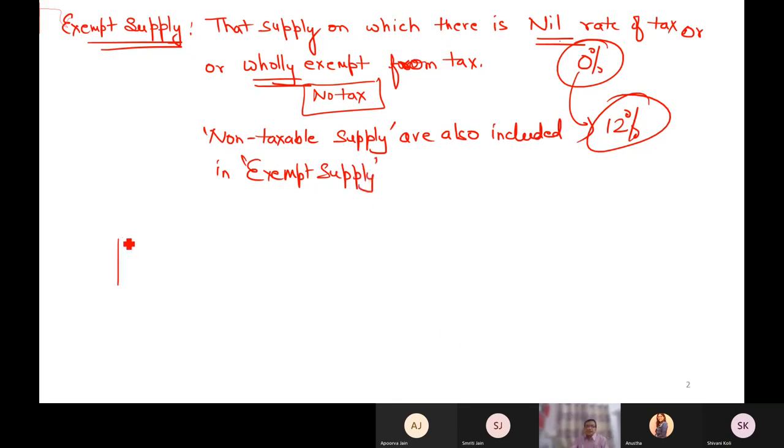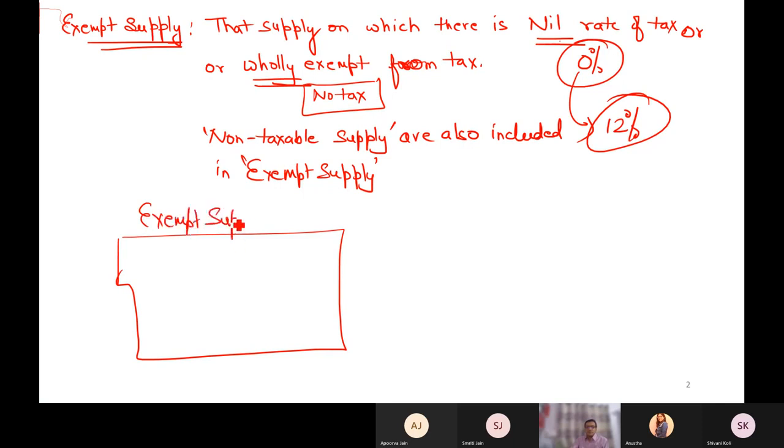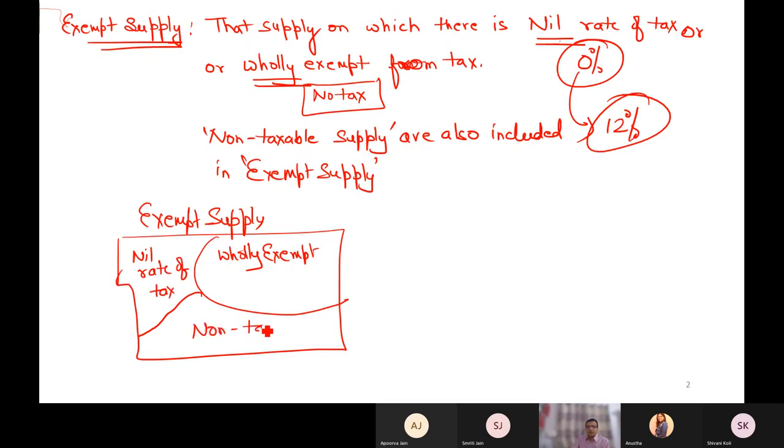So technically, what is this exempt supply? This is exempt supply. In this box, there will be some supply which is wholly exempt. There will be some supply which is having nil rate of tax. And there may be some supply which is non-taxable. So exempt supply is a broader concept as compared to all these concepts.